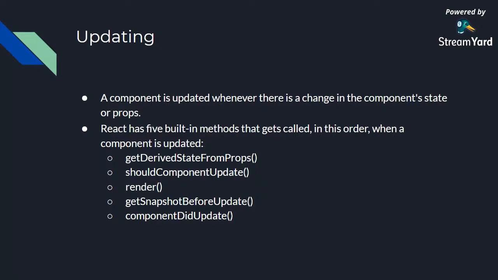The updating phase has 5 built-in functions. The first is getDerivedStateFromProps. As I mentioned earlier, getDerivedStateFromProps is the function where you can change the value of the state according to props or anything like that, and it returns the state object as a return value of the function.